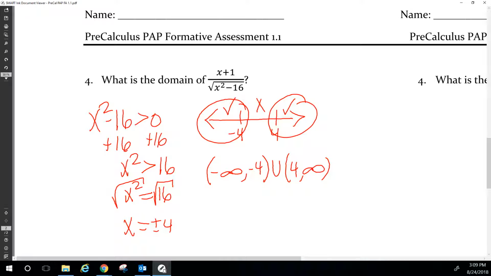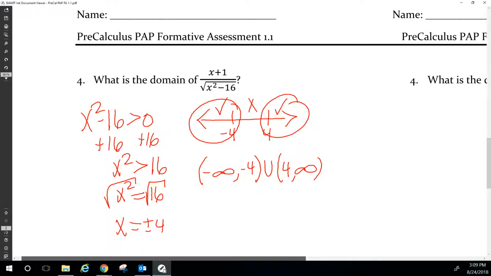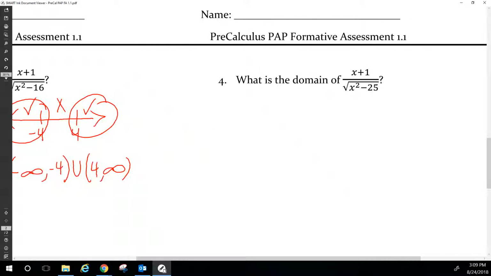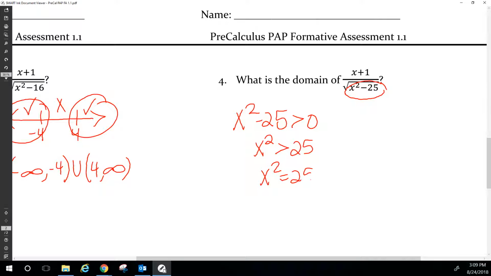You can also write it in set notation. I did accept that, and I'll write it like that over here on this side. This is the same problem over here, we just got a different number, right? So I've got x squared minus 25 has to be greater than 0. X squared has to be greater than 25. Solving the equation, x has to be plus or minus 5. Same scenario with your number line. When you test it, you end up with the same two intervals.